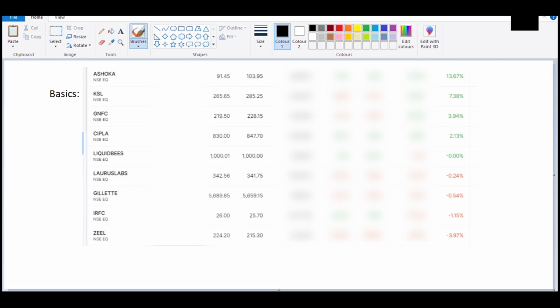Before getting into the video, I will show you my trades which I took recently using this strategy. I'm also a small trader like you. I don't have very big capital, but I'm using this simple strategy to get some profit. So without getting late, let's get started.